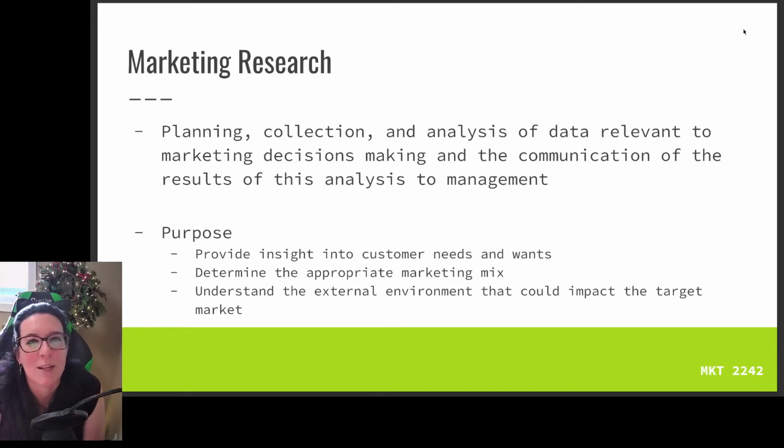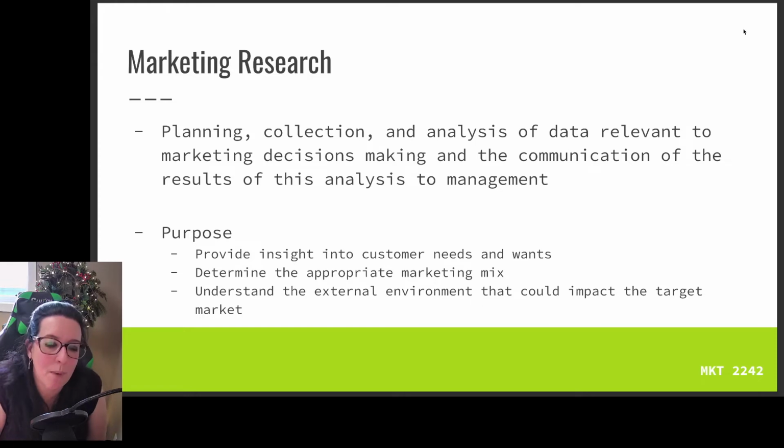And so marketing research has a number of purposes. It provides insight into customer needs and wants. So we want to make sure that if we're going to put in a lot of money to design a product, it's going to be what customers want. It's going to have value added for them.